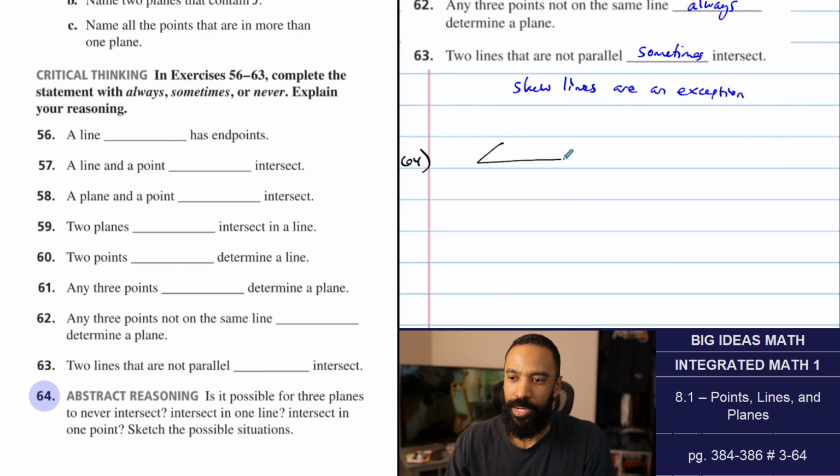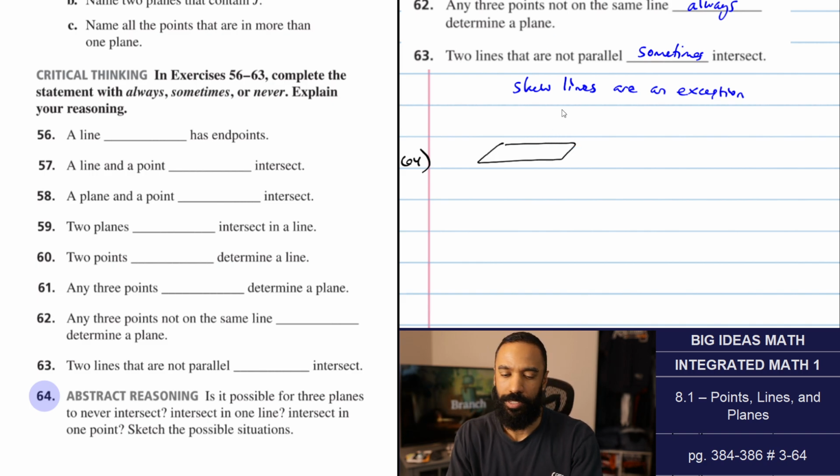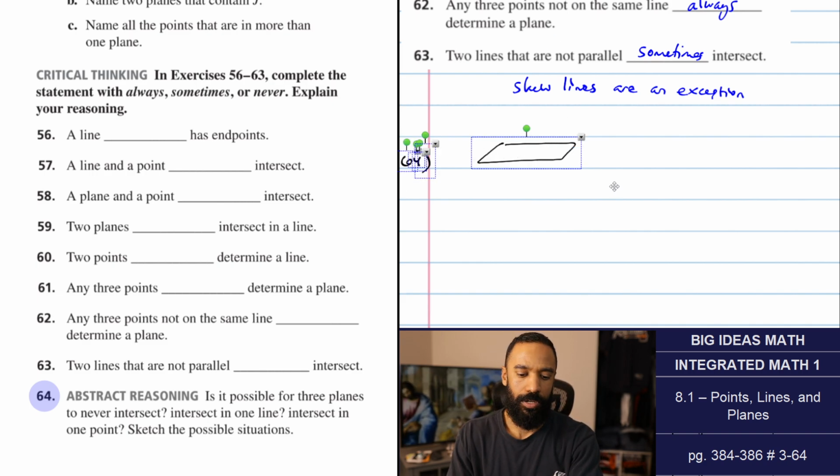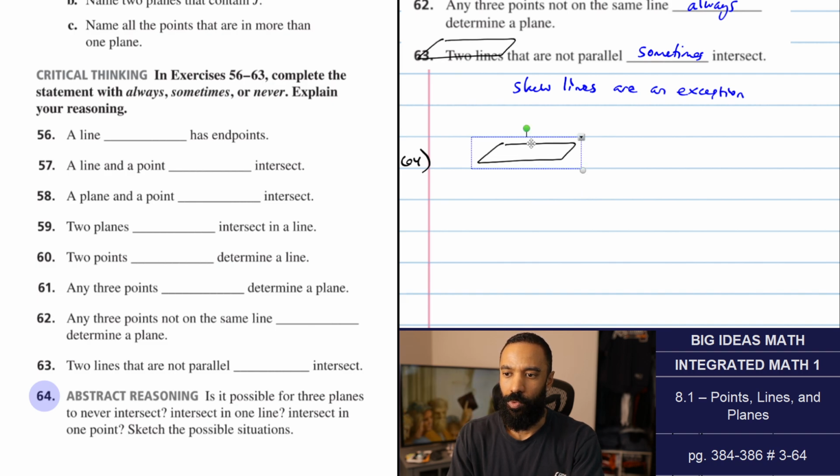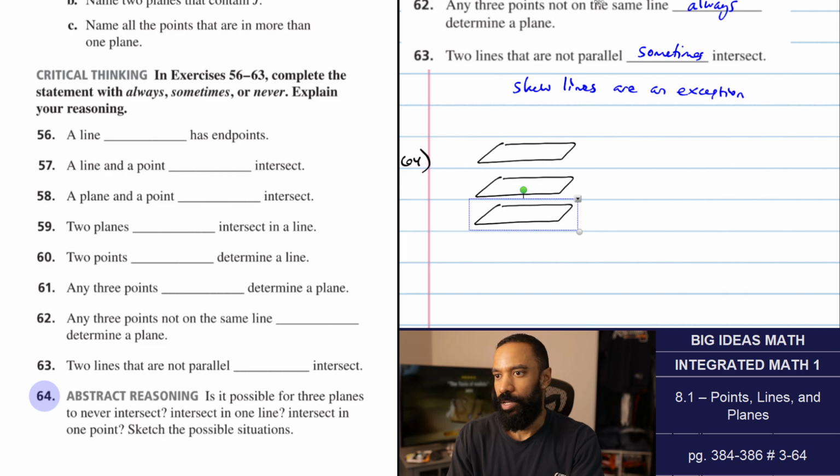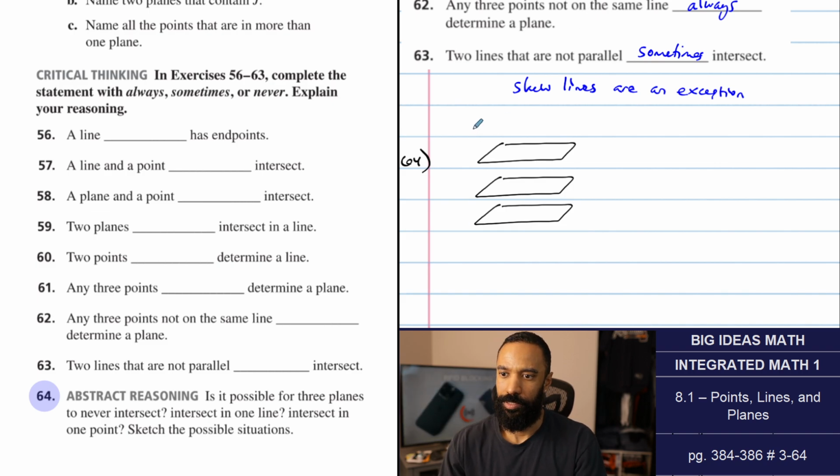Here are 3 planes that never intersect. I'm going to copy paste this. So 1, 2, 3. Never intersect.